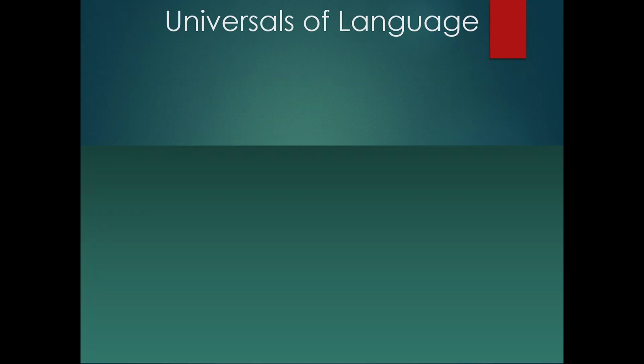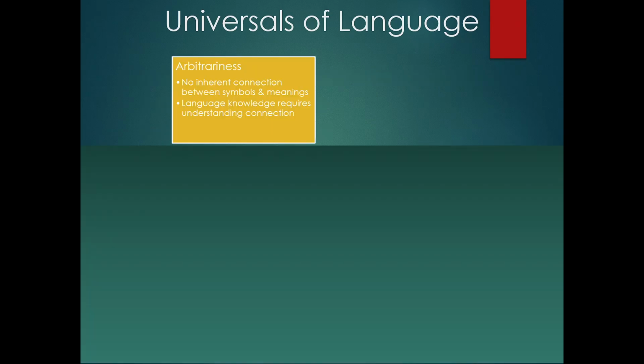Some of the universals of our language would include things like arbitrariness. This phrase refers to the fact that there is no inherent connection between the symbols that we use in our languages and then the meanings of those symbols. Now, it's really important for you to learn right now that the term symbol in this case includes words. Words are symbols that take the place of real world things.